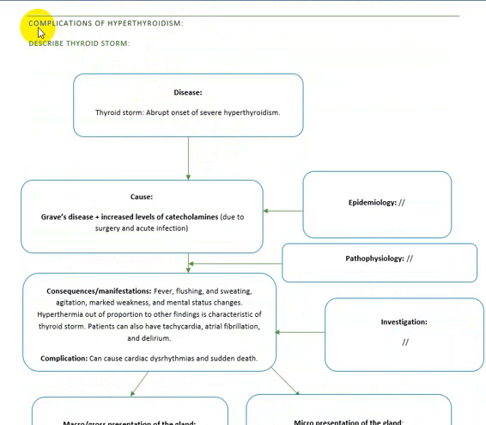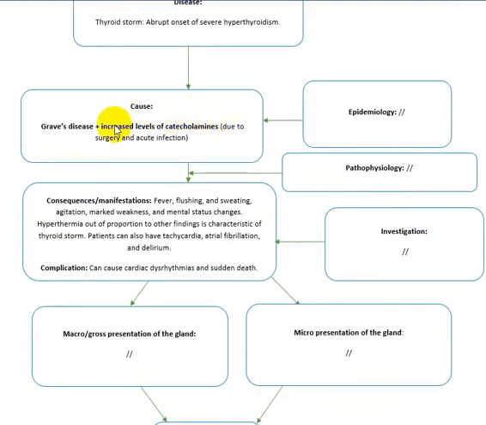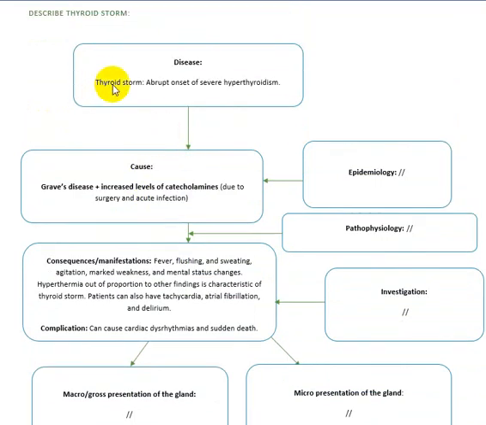Now, we have again a complication of hyperthyroidism. The complication of hyperthyroidism is going to be the thyroid storm. A thyroid storm is defined as the abrupt onset of severe hyperthyroidism. And the cause of thyroid storm is Graves' disease plus increased level of catecholamines due to surgery or acute infections. Thyroid storm occurs when you have Graves' disease plus increased level of catecholamines.